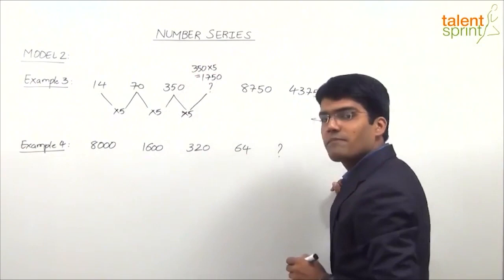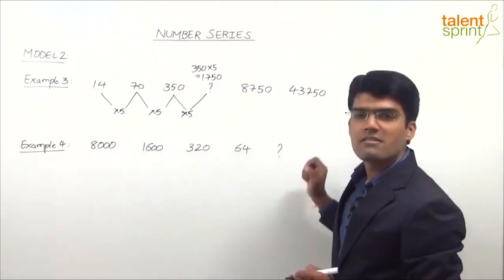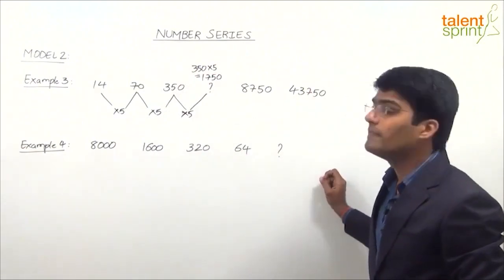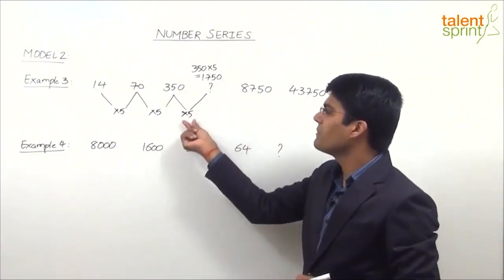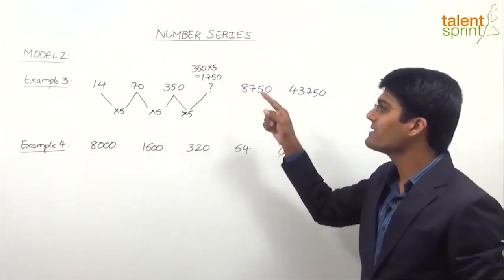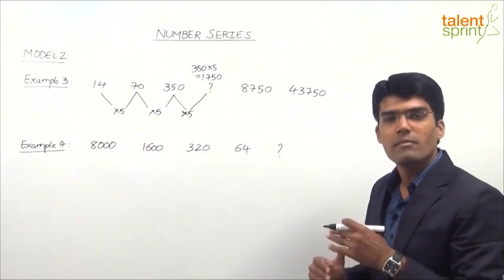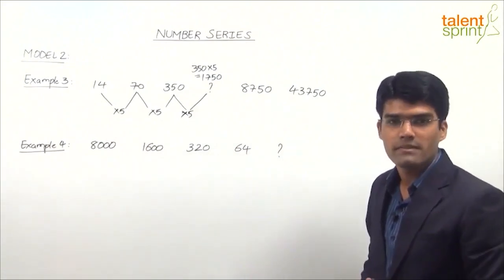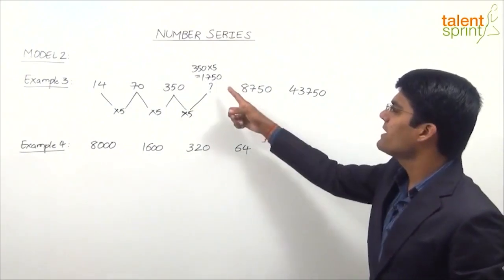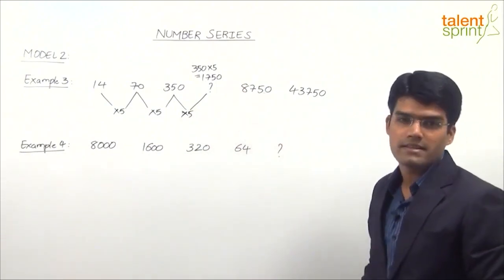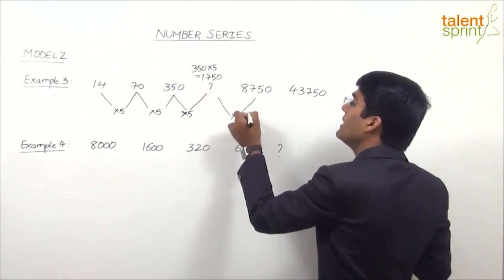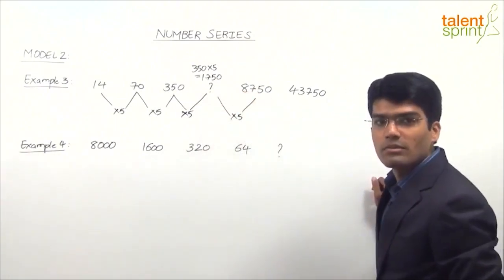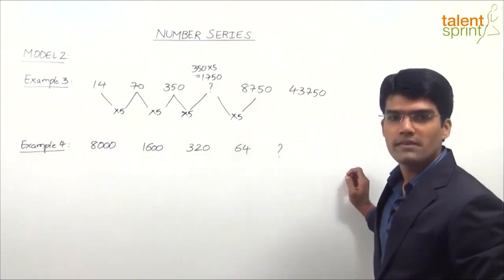But again, as I've mentioned earlier, here itself we cannot say that 1750 is the answer. If this 1750 justifies the remaining two numbers as per the multiplication with 5, then only we can say that it is a correct answer. Otherwise, we may have to look for some other logic behind the given series. So let's see whether 1750 into 5 gives us the next term or not. Now 1750 into 5 is equal to 8750.